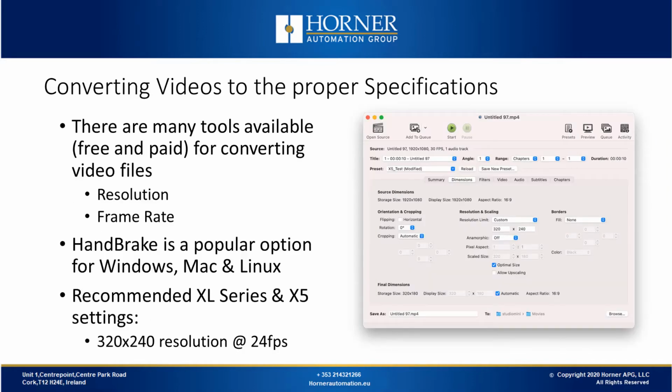There are many free and paid tools for converting video files to the correct resolution and frame rate in case a video you want to play on the OCS doesn't have the correct resolution. Handbrake is a free software that we use. It's popular for Windows, Mac, and Linux. The recommended settings for the XL series and the X5 are 320 by 240 resolution at 24 FPS.